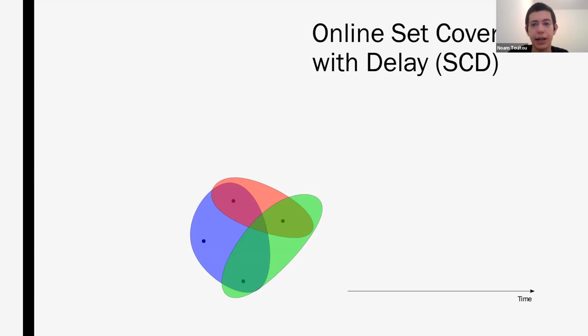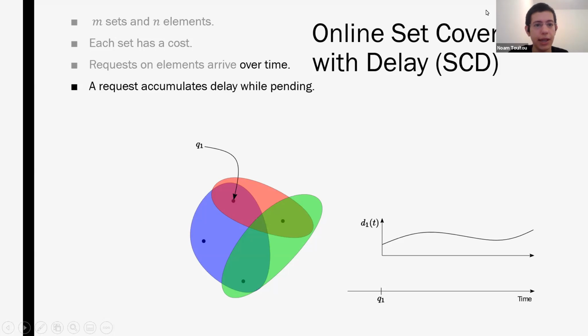Another variant of the set cover problem in the online setting is the online set cover with delay problem, titled SCD. In the SCD problem, you again have a universe of M sets and N elements with costs to the sets, but now requests arrive over a timeline rather than over a sequence. That is, before in the online set cover problem, we had elements that became active over some sequence of requests, but now they arrive over a timeline. And those requests don't have to be served immediately, but they do accumulate delay while they're pending.